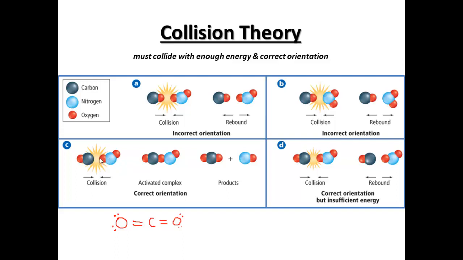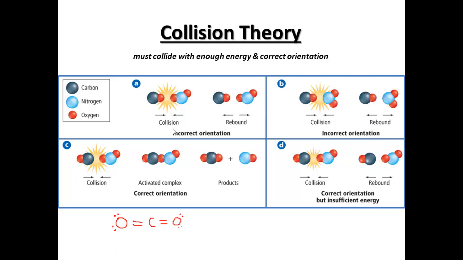So when they collide in the correct orientation with enough energy, we get this moment in time in which this oxygen is kind of shared between the carbon and the nitrogen. We call this the activated complex. In this instant, this oxygen can split off and form a bond with the carbon, and we get the new products. So we have carbon dioxide and nitrogen monoxide.